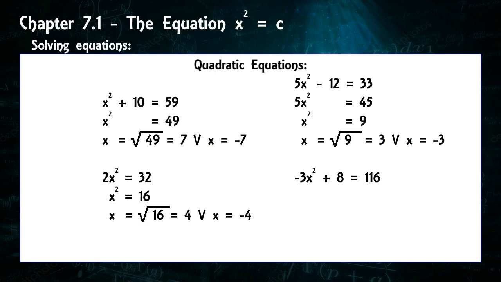We again start by making sure any loose numbers are moved towards the right hand side. I see a plus 8, so I do minus 8 on both sides. I receive minus 3x squared is 108. I don't care about minus 3x squared, so I divide by minus 3 to get rid of it. I now have the line x squared is minus 36.